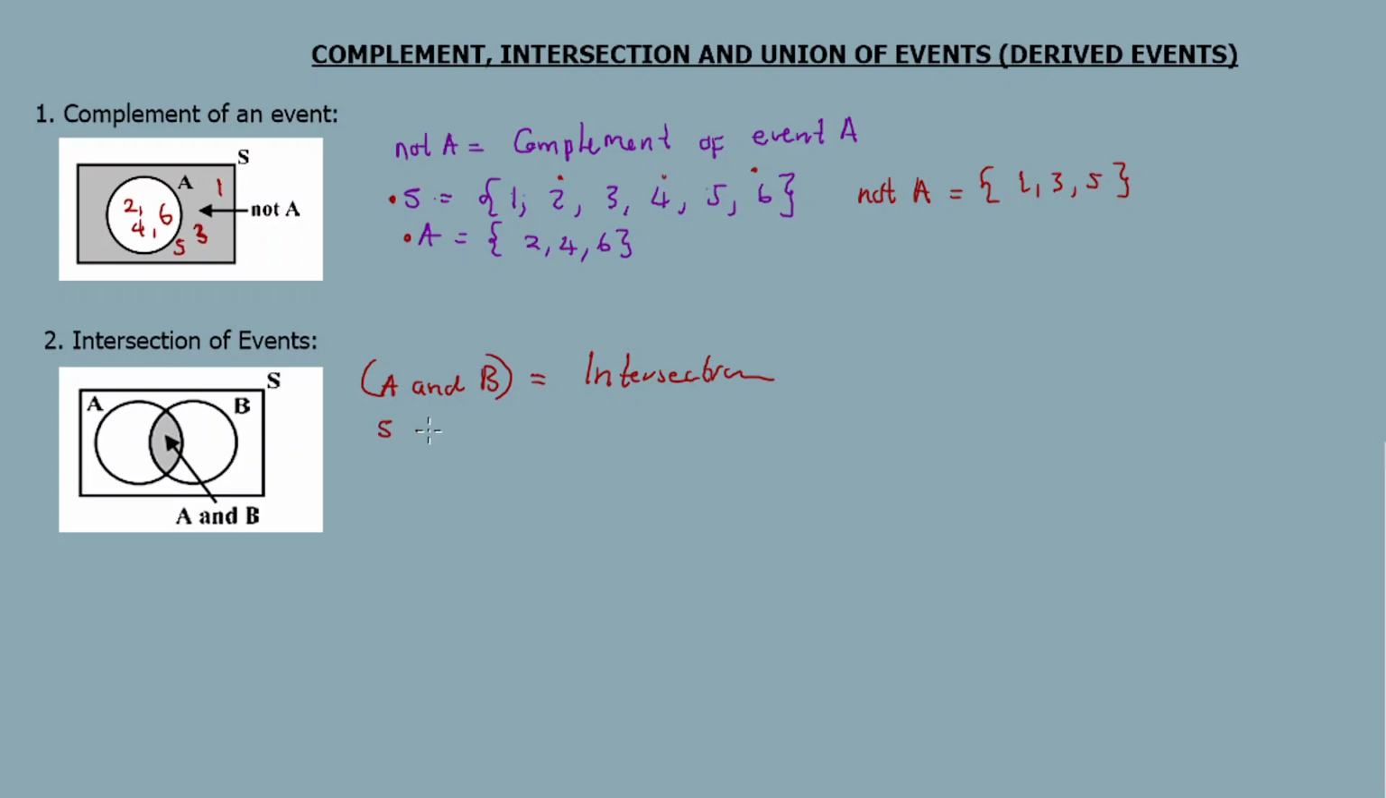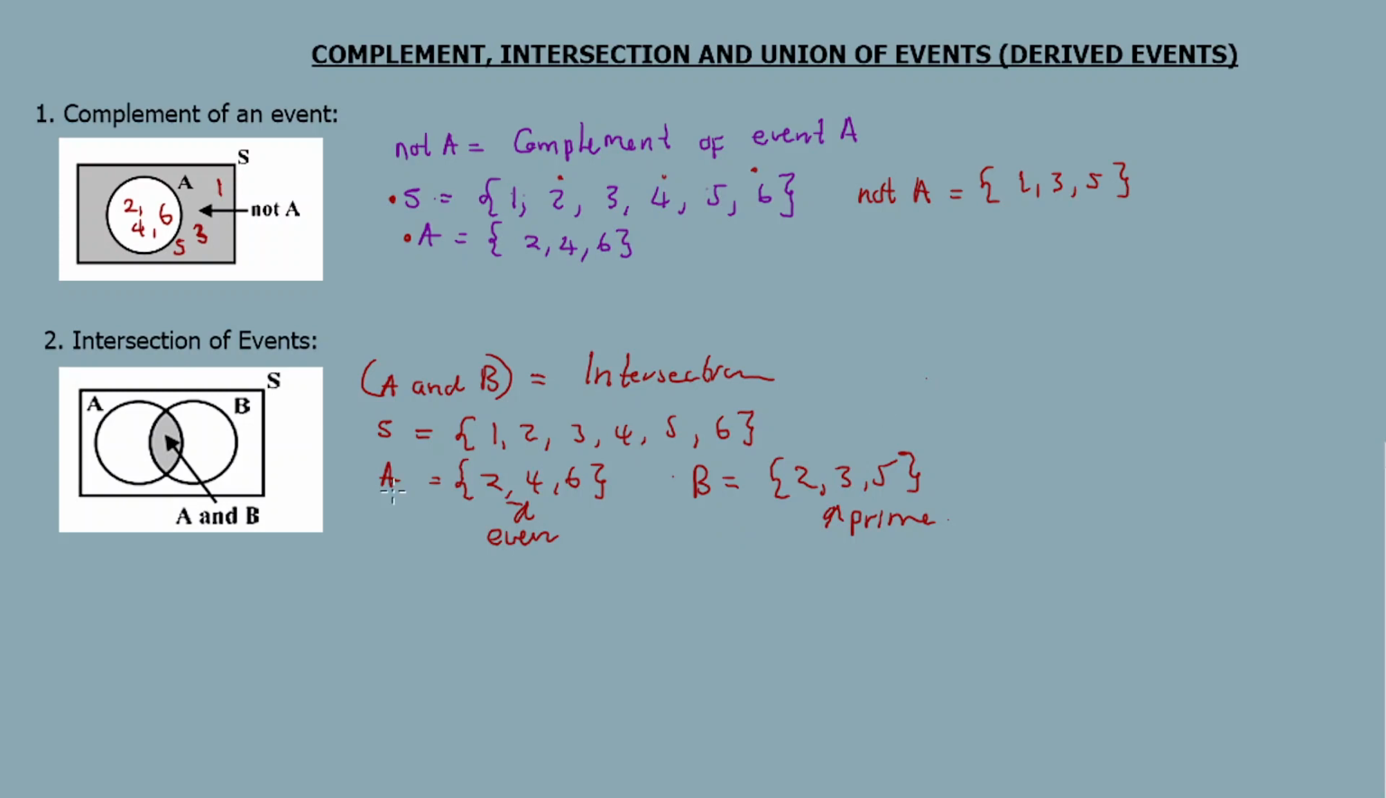Now for example, let's go back to the die example: 1, 2, 3, 4, 5, 6. And then A is this event, the even numbers. Whenever the die lands on an even number, it's 2, 4, 6. Now let's have another event. Let's call this event B, the prime numbers: 2, 3, and 5. So these are the even numbers and these are the prime numbers.